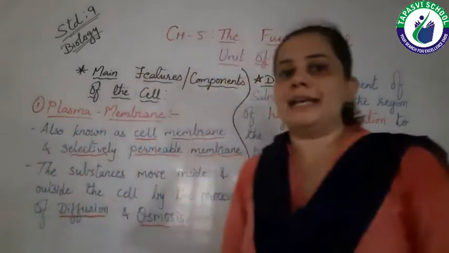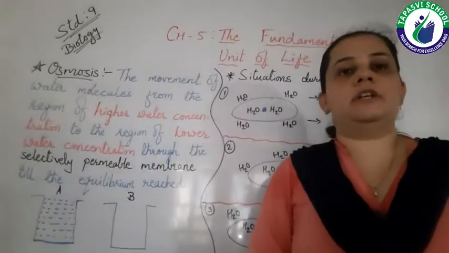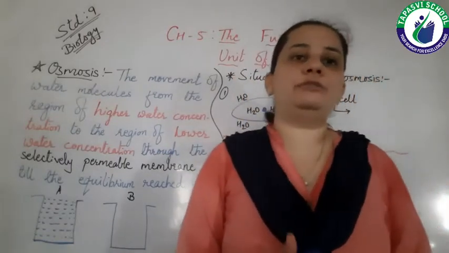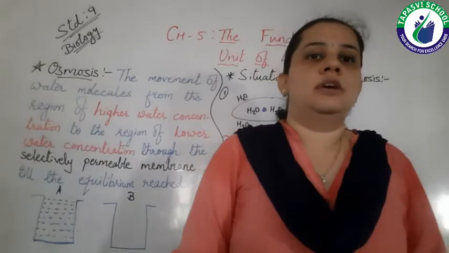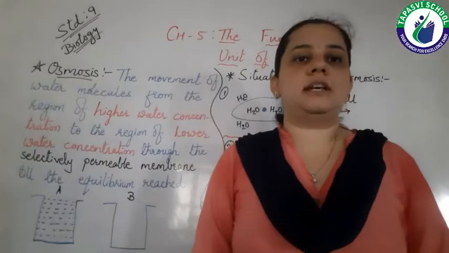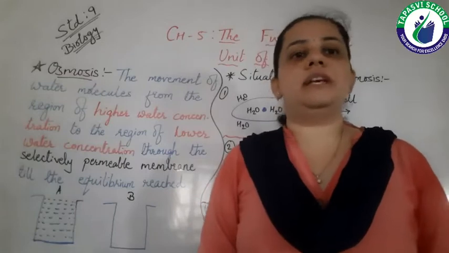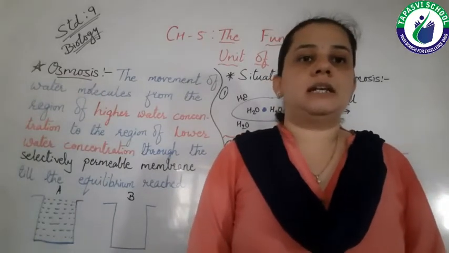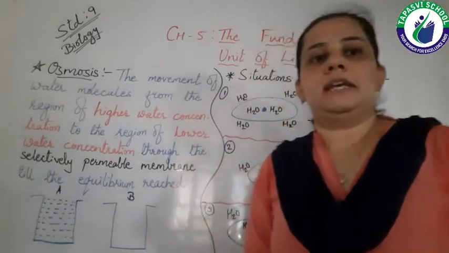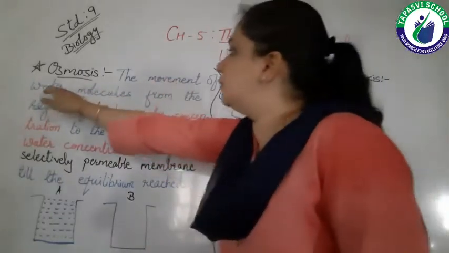Now the next is osmosis. Let's see first the definition of it. Osmosis means the movement of water molecules from the region of high water concentration to the region of low water concentration through the selectively permeable membrane till the equilibrium is reached. So let's see each and every term of this definition. The movement of water molecules.